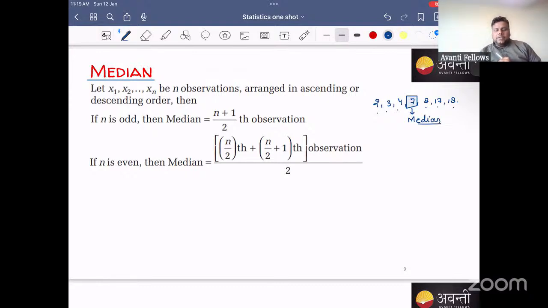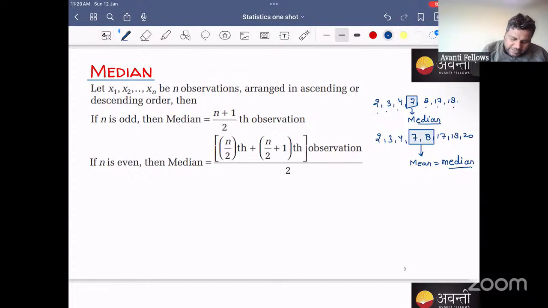Am I clear? Now let us take the observations 2, 3, 4, 7, 8, 17, 18, 20. Now there are an even number of observations. So whenever there are an even number of observations, in that case, there will be two observations coming in between. Then the mean of these two observations is what we call median.